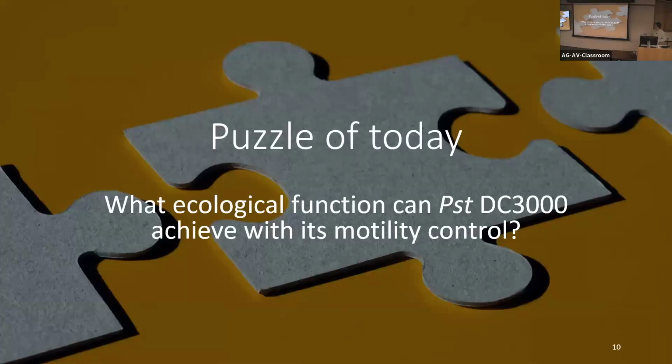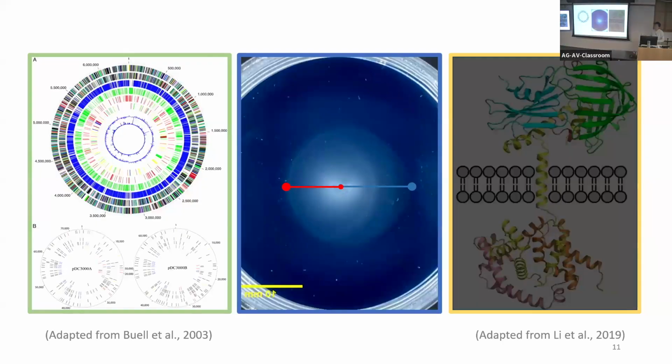So with all that, I'd like to present a question I'd like to discuss today. That is, what ecological functions can DC3000 achieve with its motility control? Because now we already know it can do a little bit of dealing with the host, maybe help with its virulence and such. And with that, I'd like to present the first two chapters of my thesis.